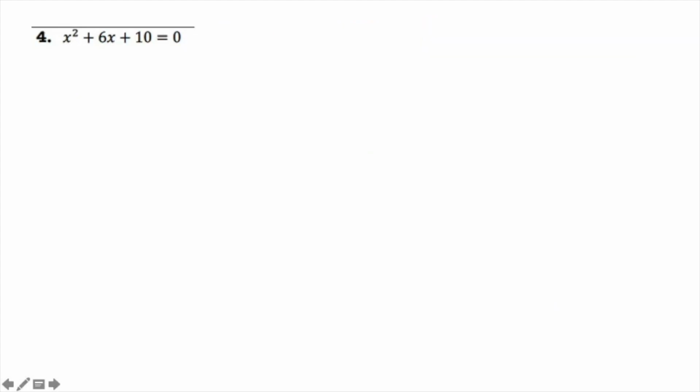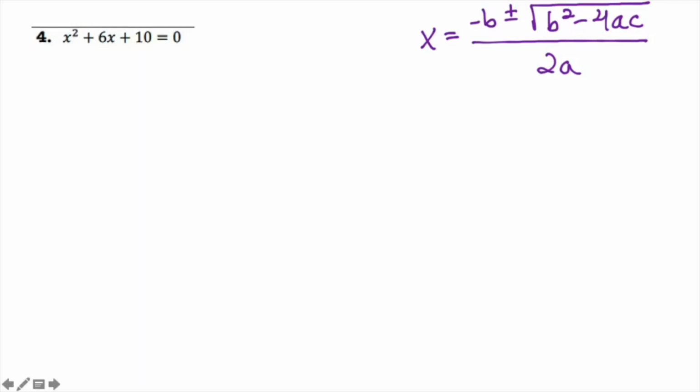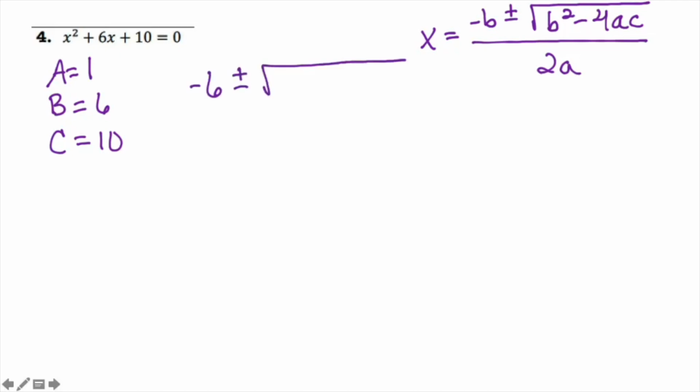All right, so for number 4, is it in standard form? Yep, it is. So we can keep going using your quadratic formula. So you're going to do a, b, and c, which is 1, 6, and 10. Plug it in. So we have the opposite of b, which would be negative 6 this time, plus or minus b squared, which is 6 squared, minus 4 times a times c, which is 4 times 1 times 10, all over 2 times 1, which is your 2a.